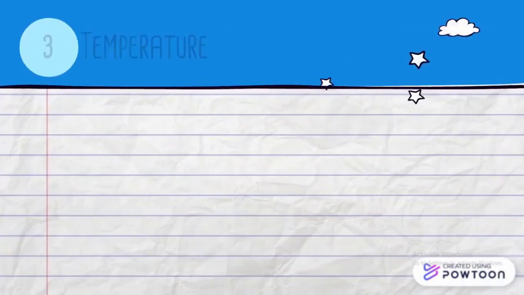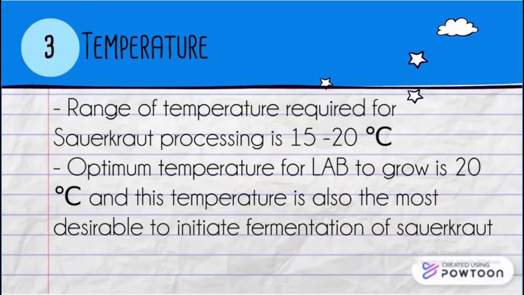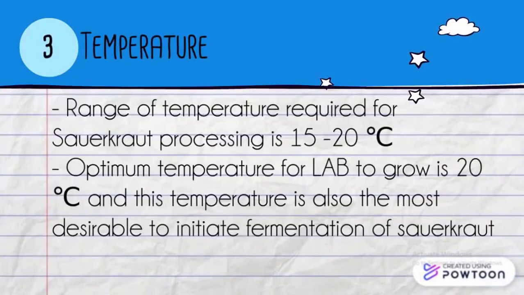The range of temperature required for sauerkraut processing or fermentation is 15 to 20 degrees Celsius. The optimum temperature for lactic acid bacteria to grow is 20 degrees Celsius, and this temperature is also the most desirable to initiate the fermentation of sauerkraut.